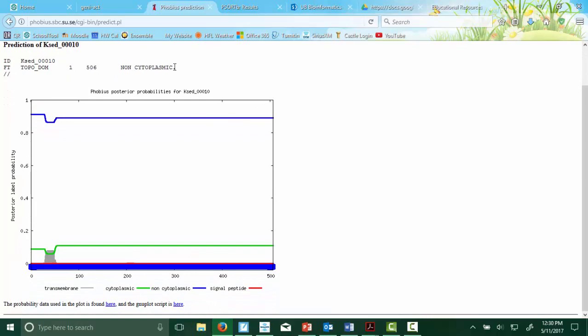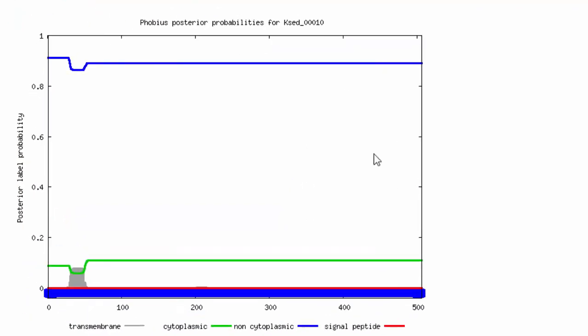Okay, so dissecting this a little bit, the red line is the probability of this protein, KSED00010, being a signal, having a signal peptide. And you can see that that red line is at a 0. That means that this protein is very likely not secreted from the cell. It stays inside it somehow, or it's in the membrane. So the next thing, is it in the membrane?